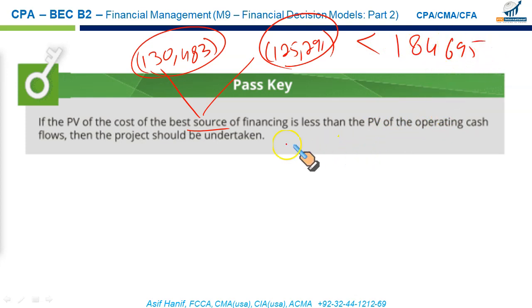So in that case, the project should be undertaken, and that's exactly the conclusion we have just drawn. The present value of operational benefit is 184,695, and out of these two options, this one is cheaper, and this is more than the cheapest option. Then you should go for it. Go for this project and acquire the asset using the lease rental arrangements.